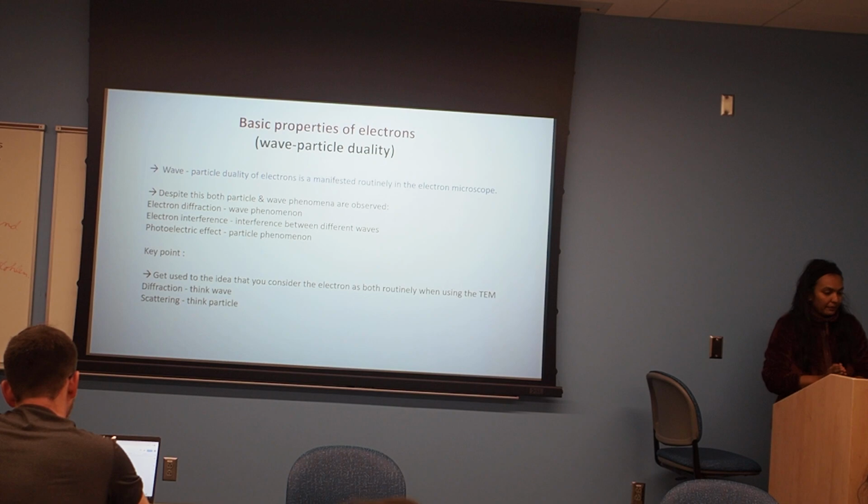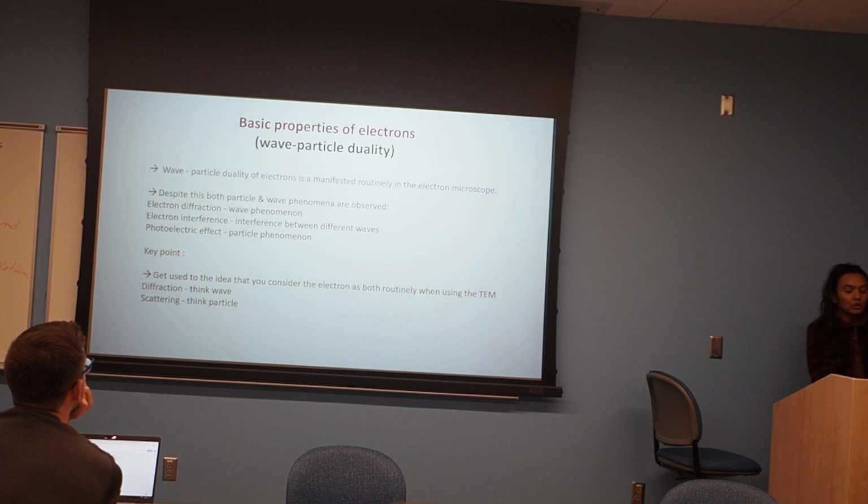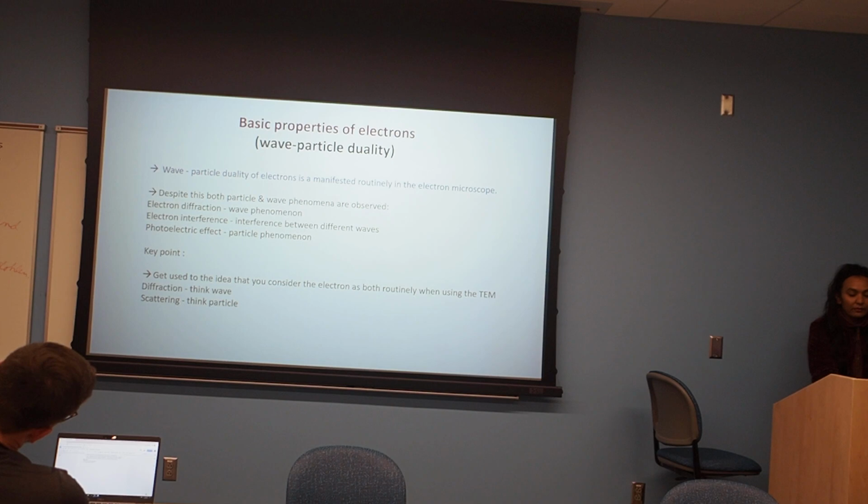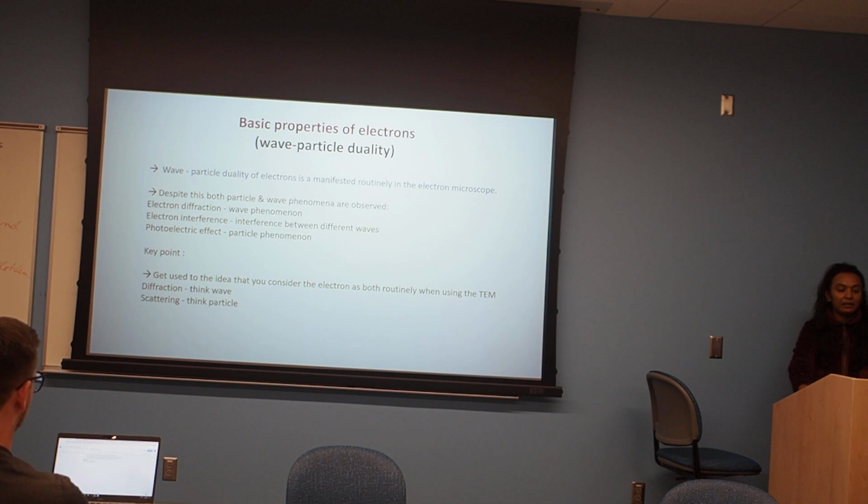Right. So coming to the point, we will talk about basic properties of electrons, and I will talk about wave-particle duality. An electron is both a particle and a wave. Depending upon what we are doing, we tend to choose the behavior. For electron diffraction, we use something called a wave phenomenon. Now, can anyone define for me what diffraction is? What is interference? Before we begin, this diffraction term will keep on annoying you the entire class.